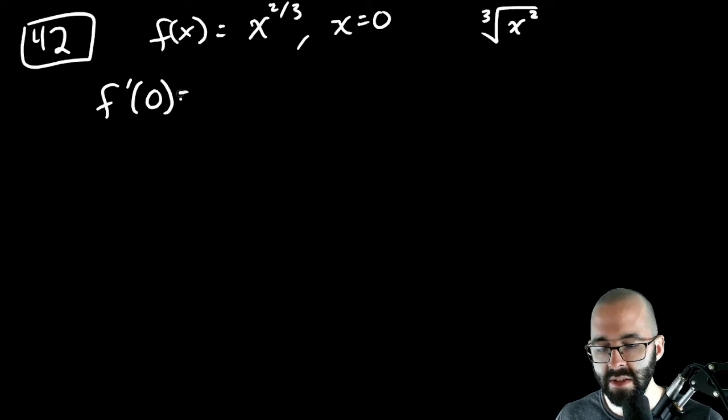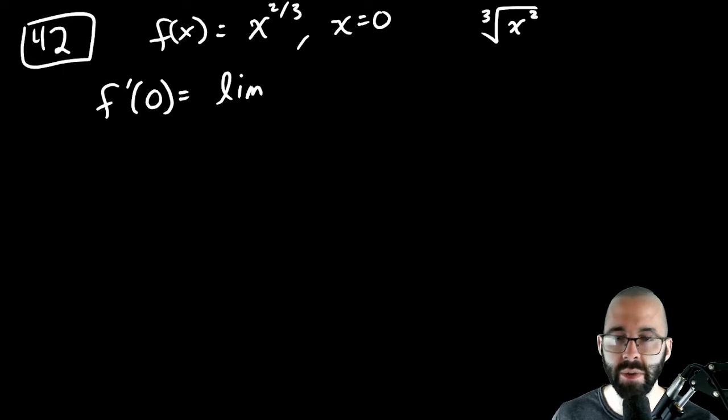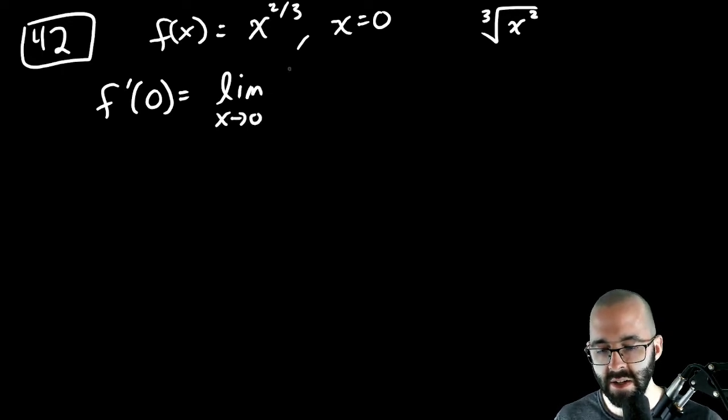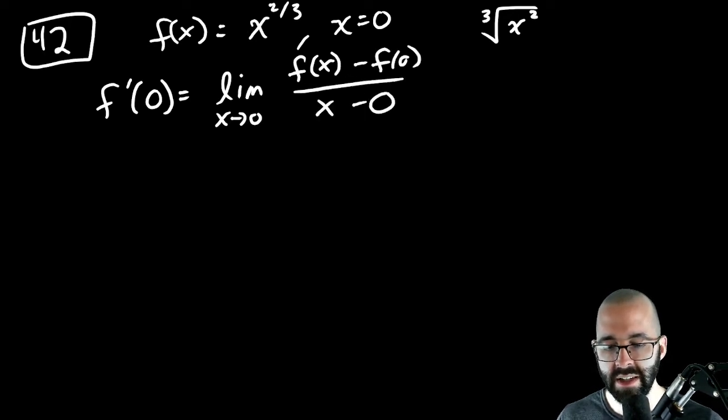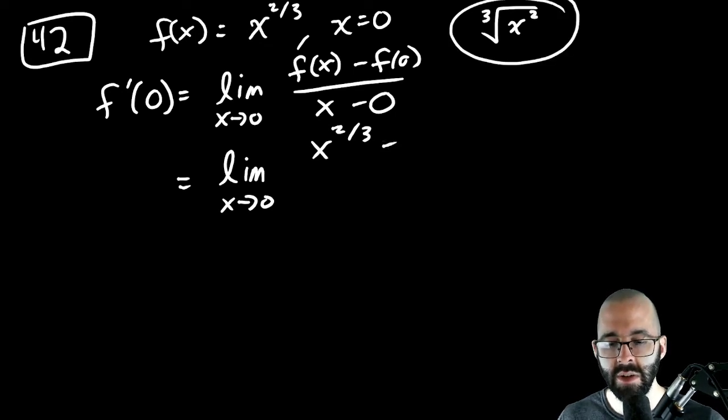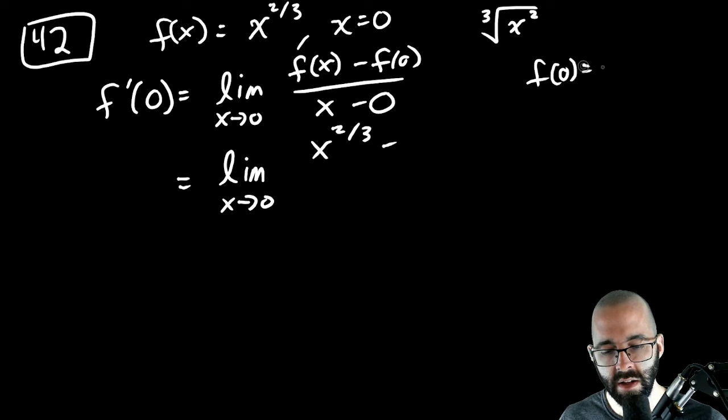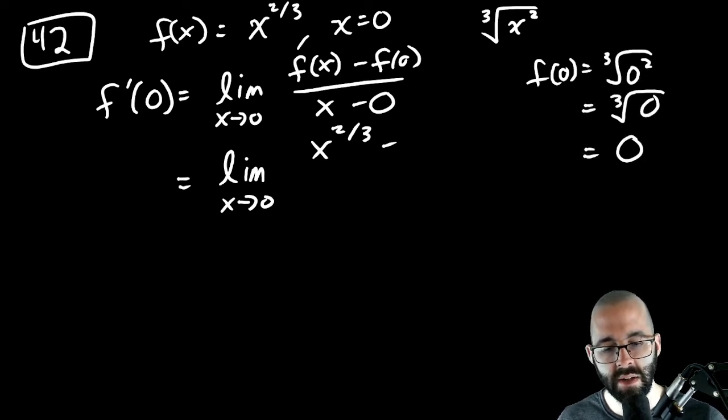The derivative at 0 is the limit. There's two definitions you can use. Either one's fine. As x goes to 0, f of x minus f of 0 divided by x minus 0. Let's simplify. Limit as x goes to 0. The function, which is x to the 2/3. When you plug in 0, what do you get? It's a cubed root of 0 squared. It's a cubed root of 0. The cubed root of 0 is 0.